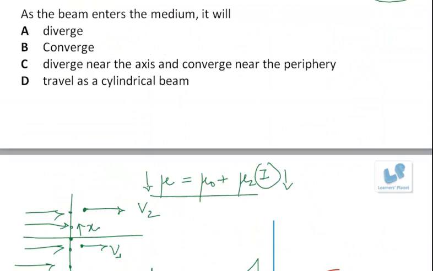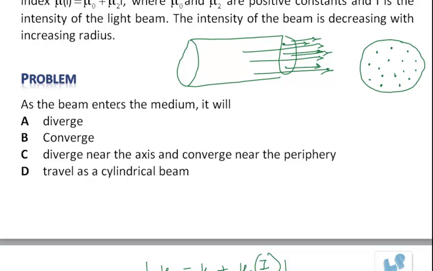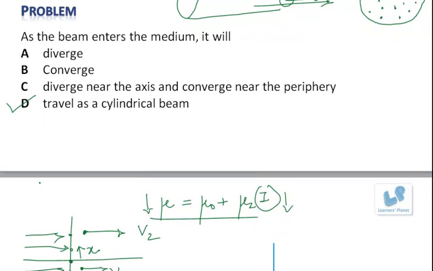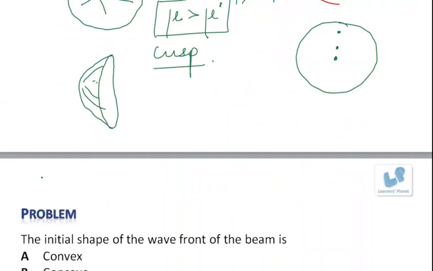Now let us look at the questions. As the beam enters the medium, it will. Now the beam, when it enters the medium, only experiences different refractive indexes at different points, but it will not change its direction of travel. So if the direction of travel is not going to change, and the only thing that is going to change is the speed of light, then it would travel again as a cylindrical beam. So option D is correct.